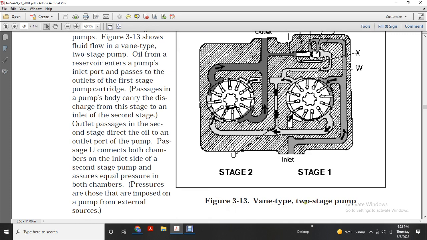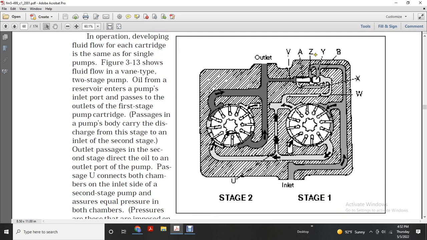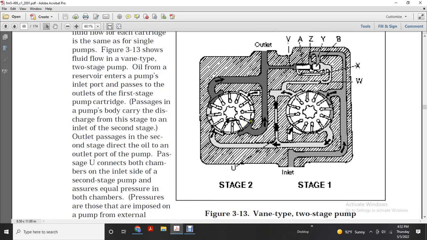Figure 313 shows the vane-type two-stage pump. It shows the passages Z, A, B, X, Y, Z and W. It's a two-stage pump with inlet and outlet.